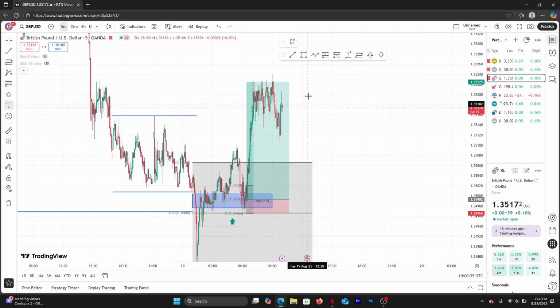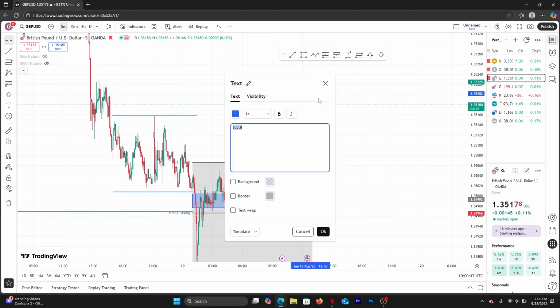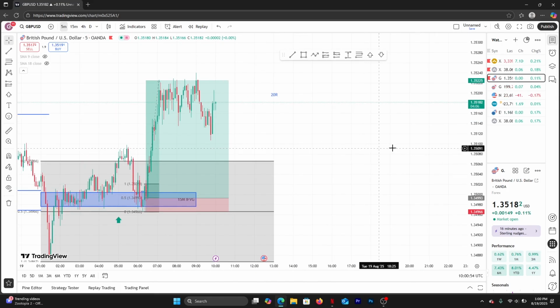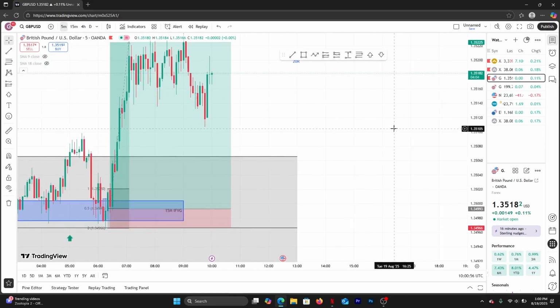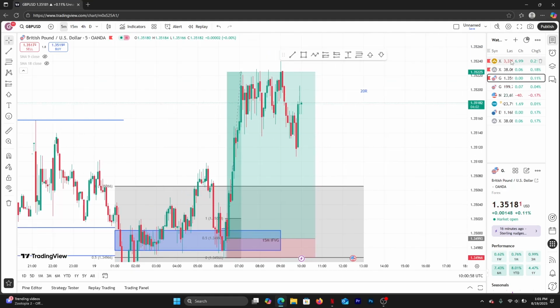So now the total risk to reward, we had 6 plus 8, we have 14 plus 6, a total of 20R. That is yesterday and today. Okay, so those are the trade reviews for silver, gold, and GBPUSD.